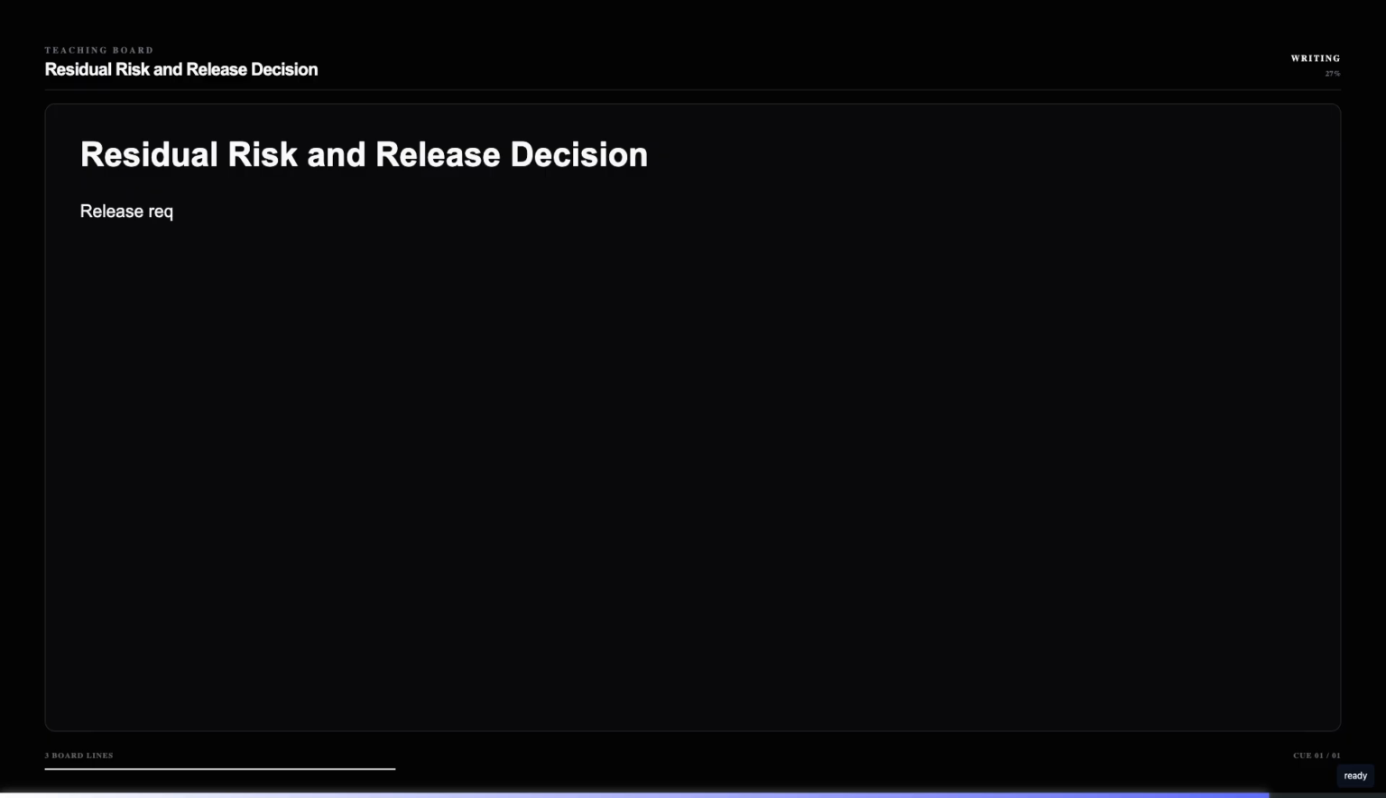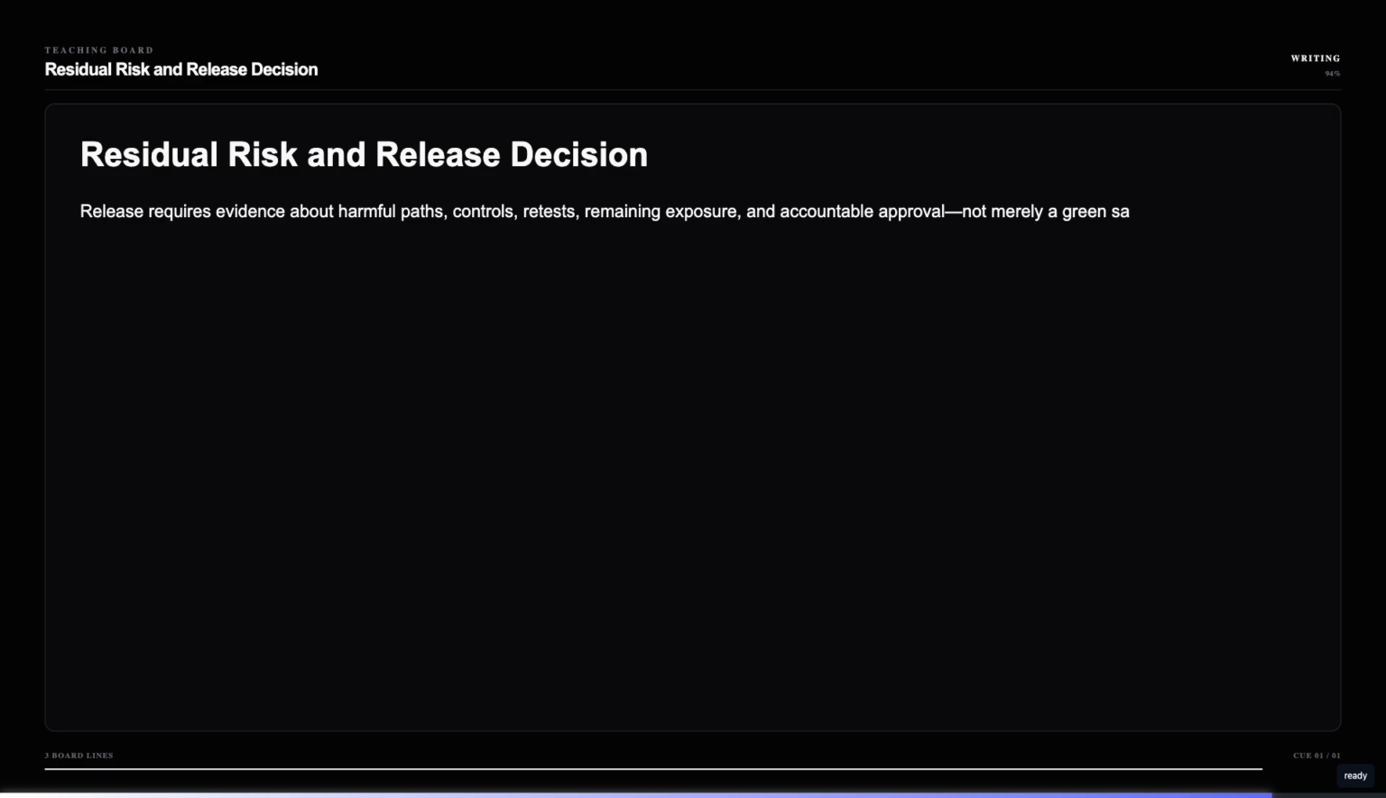The release question is whether the real estate assistant may send an email outside beta without an unacceptable path from a malicious listing description to private client data, an unauthorized recipient, or an irreversible action. A green safety score is insufficient. The decision needs a joined record of attacks, observed failures, controls, retest results, remaining exposure, and accountable approval. From findings to a release decision.